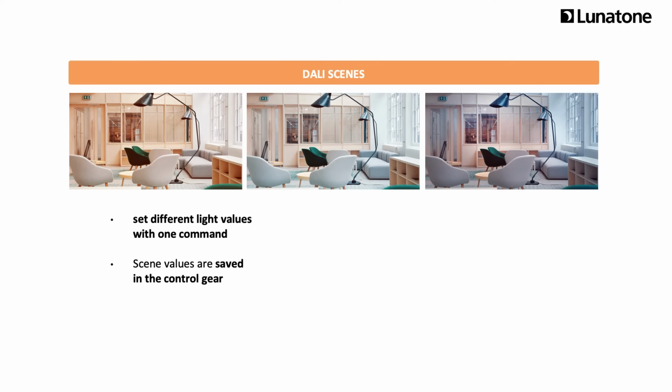With DALI, up to 16 scenes can be defined. Let's have a look at the different settings that are possible for scenes. For each luminaire, the light level, aka brightness or direct arc power DAP, can be set. The light level is set in percent, from 100%, which is full on, to 0%, which is off.